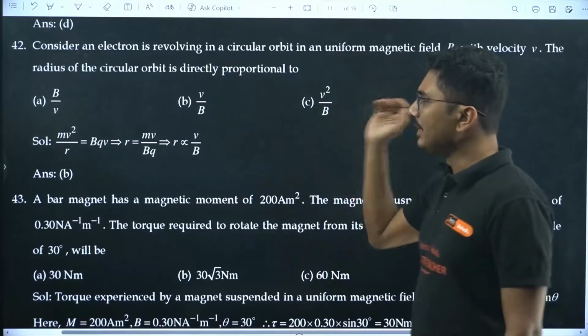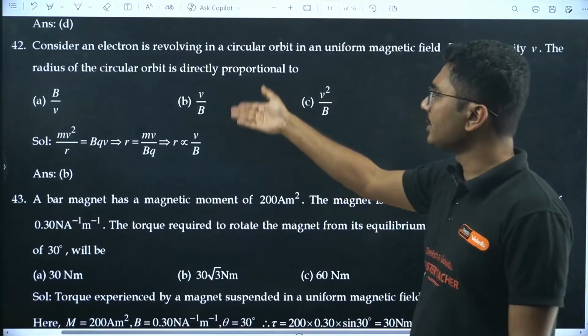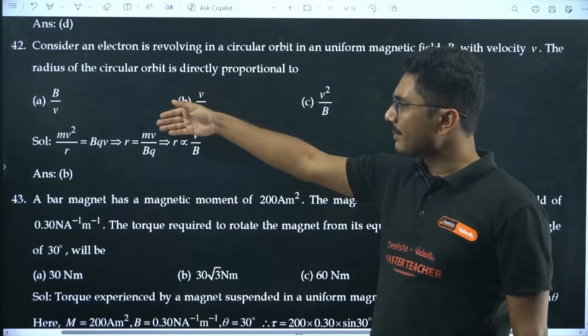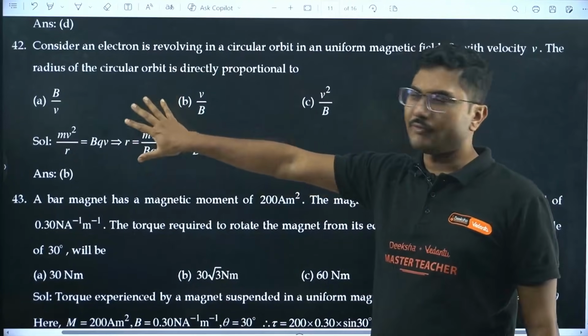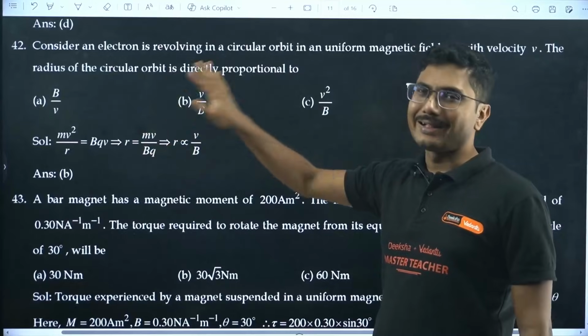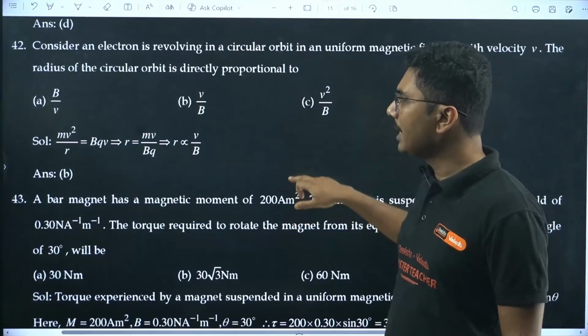This can be different based on different questions. Sometimes it can be V by B, sometimes it can be M by Q. So you have to be careful, you have to simplify this. If you remember the formula, directly write the formula and then you see, okay, this depends on V by B.